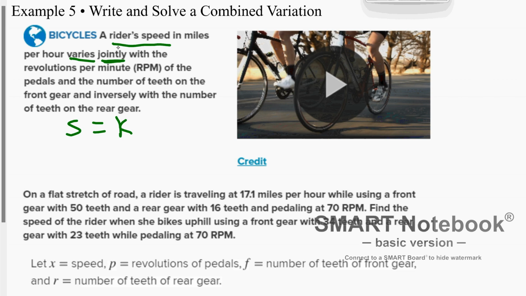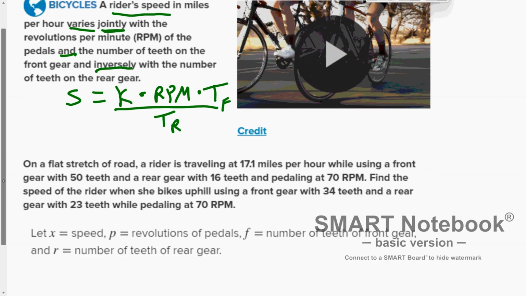So jointly is just another word for multiplication. So we're going to multiply with the revolutions per minute, RPM of the pedals, and so that means just another part of multiplication, and the number of teeth, let's do capital T for teeth, on the front gear, and inversely means division, with the number of teeth on the rear gear. So let's do teeth front gear, and then teeth rear gear. Okay, so that's our equation.